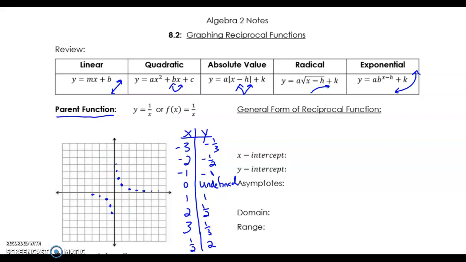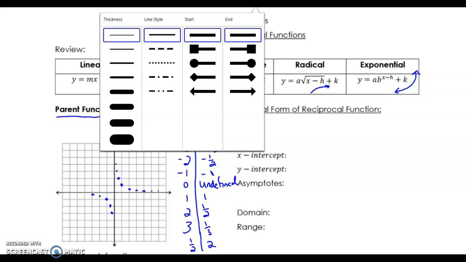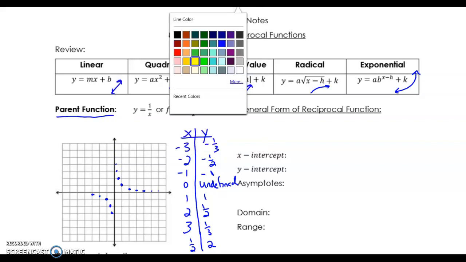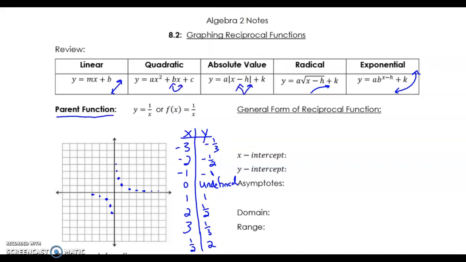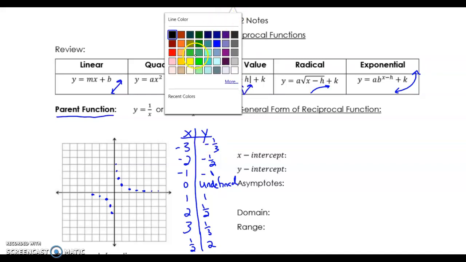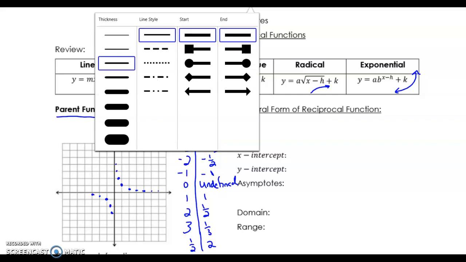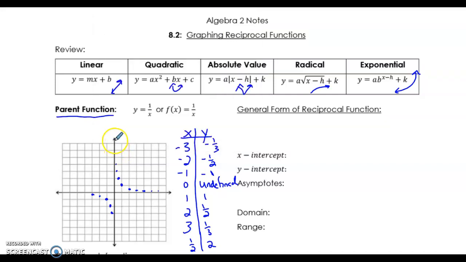So this one, remember, at that undefined term, when x is undefined, there's going to be an asymptote. So let's draw those in there. I'm going to do those in red, I think. Let's try that. A little bit thicker. Okay, so we can do an asymptote at x equals 0. That's going to be the vertical asymptote. But then there's also one at y equals 0.